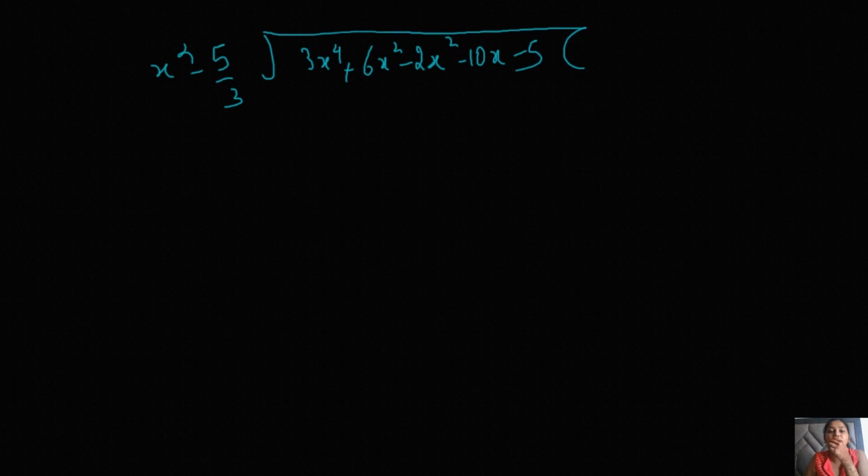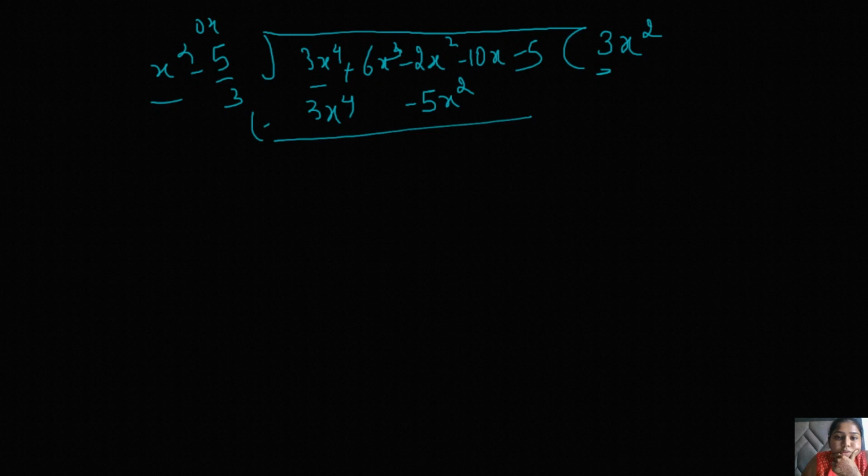Divide this term by this term. There is no x^3 here, so it is 0x. So you can just divide this by this, and you will be getting 3x^2, right? So it will be 3x^4. Now 0x into 3x^2 will be 0. So multiply this by this, and you will be getting this cancelled. This will be minus 5x^2, right?